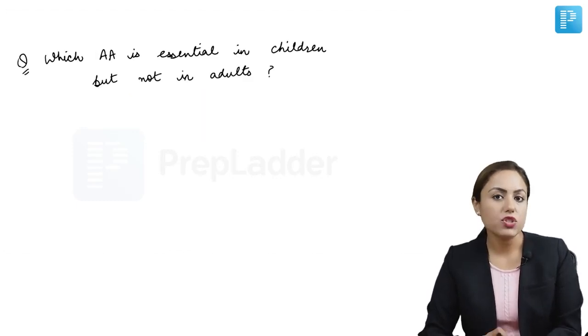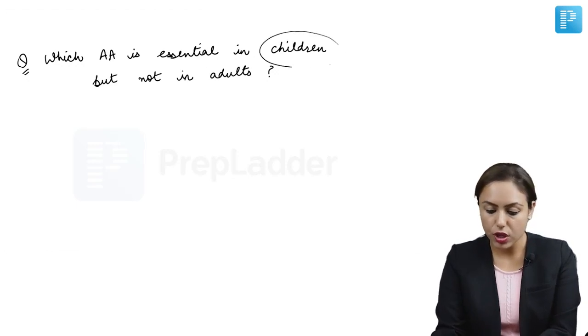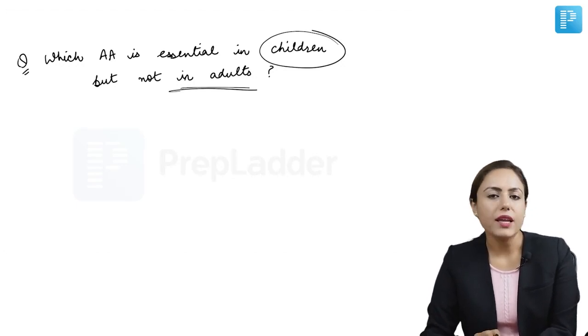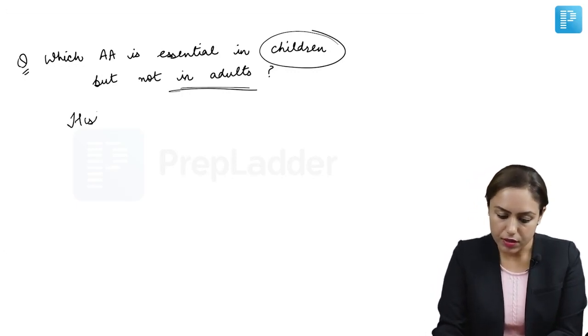If the question is asked which amino acid is essential in children but not in adults, means this amino acid needs to be supplied in diet for children, but adults can make this amino acid. Which is this one? This is histidine, right?